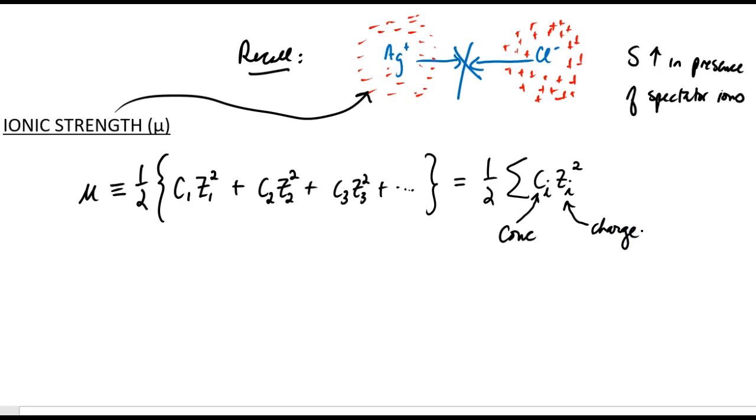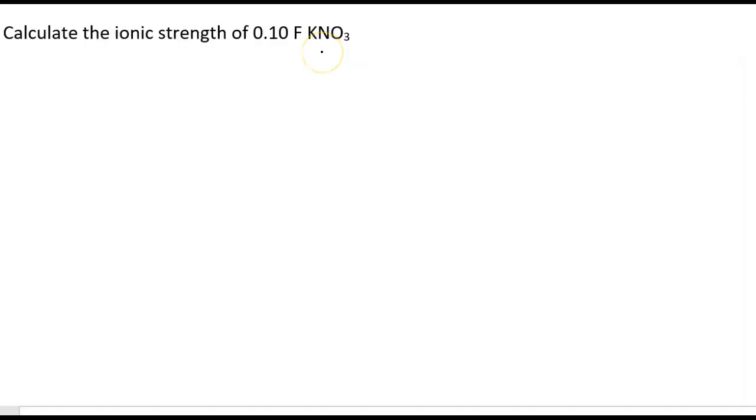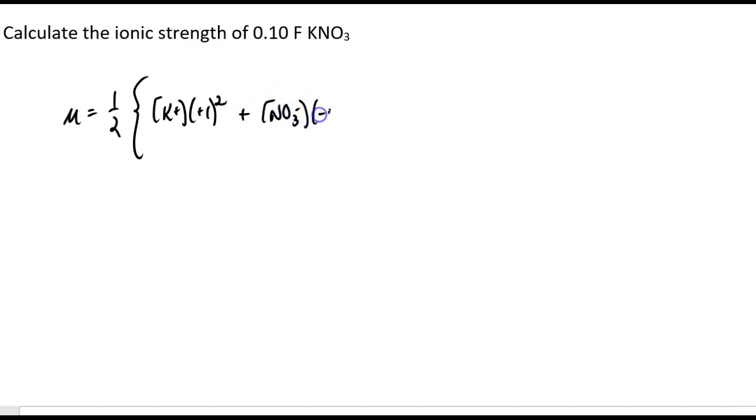So let's try to do an example. Let's see if we can calculate the ionic strength of 0.1 formal potassium nitrate. So mu is going to be 1/2, and it'll be the concentration of the potassium ion times its charge, which is just +1 squared, plus the concentration of nitrate times its charge, which is -1 squared.